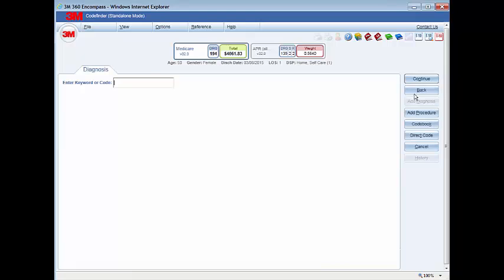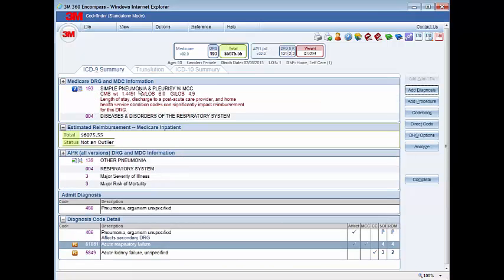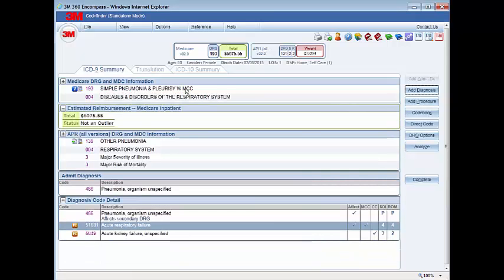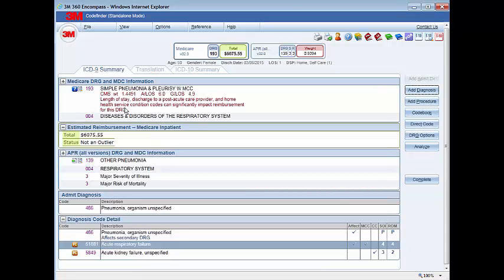Well, now say my patient developed acute renal failure as an MCC. Now I've got my MCC, I've got the highest DRG weight in the category for simple pneumonia. So my CMS weight went from 0.7 to 0.9, and now I'm at a 1.4, and I have an MCC.